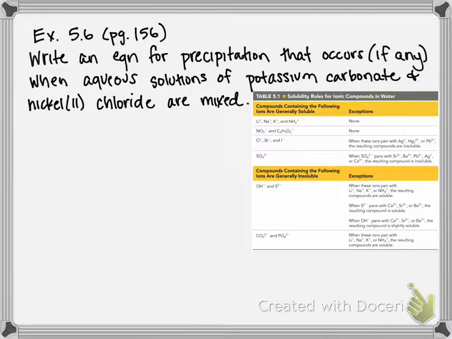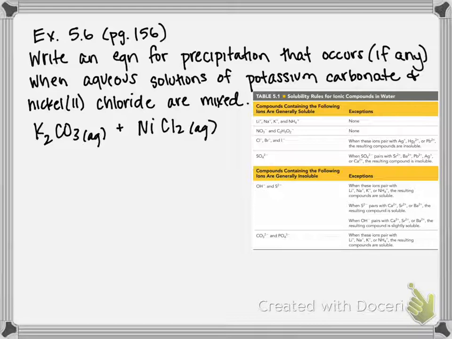So the first step is to write the formulas of the two compounds that are being mixed. We have potassium carbonate, which is K. Carbonate is CO3 2-, so we have to have 2 potassiums per carbonate, K2CO3, aqueous, and that's reacting with nickel(II) chloride. We know nickel has a 2+ charge, which means I have to have 2 chloride ions.